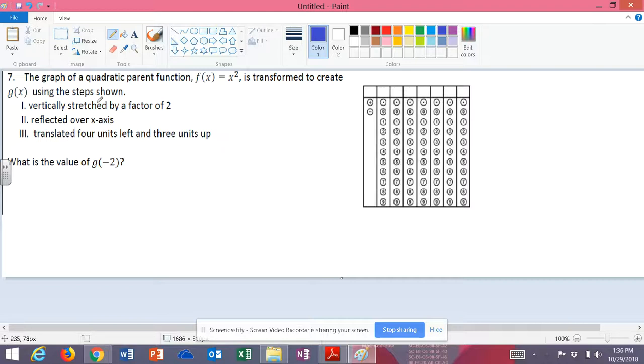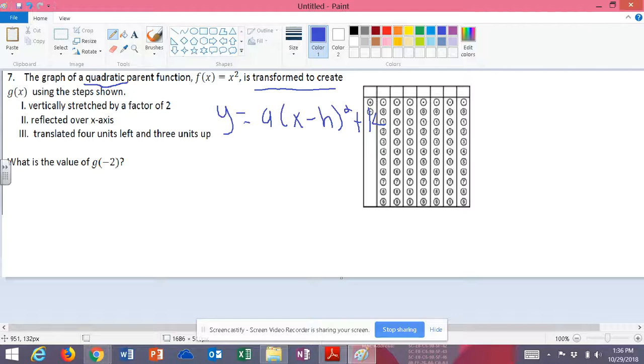One is that it's going to be vertically stretched by a factor of 2. It's going to be reflected over the x-axis and then translated 4 units left and 3 units up. So some knowledge you have to have for this question before you can even approach it is that anytime you're dealing with a quadratic transformation, you're going to be starting in that vertex form. So we would look at our formula chart for the vertex form of a quadratic function, which is y equals a times x minus h squared plus k.